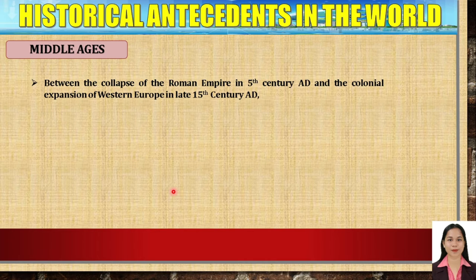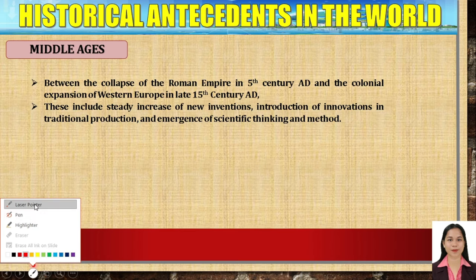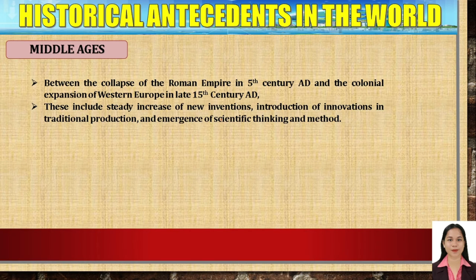Between the collapse of the Roman Empire in 5th century AD and the colonial expansion of Western Europe in late 15th century, major advances in scientific and technological development took place. So this includes steady increase of new inventions, innovations in traditional production, and emergence of scientific thinking and method.